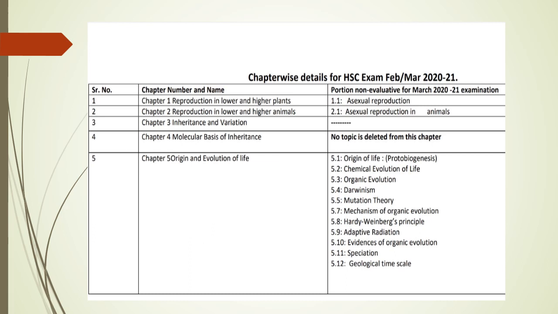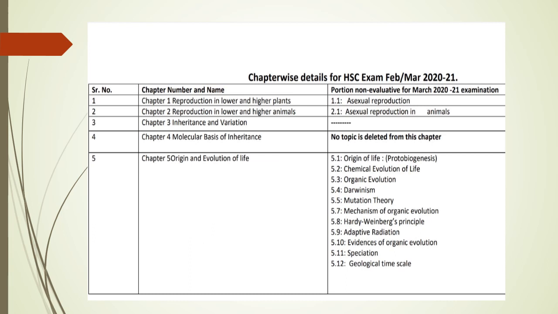Chapter number 3 is inheritance and variation, where no change is there. The entire lesson is as it is. For chapter number 4, molecular basis of inheritance, no topic is deleted again. So 3 and 4 are as it is. You have to study everything.